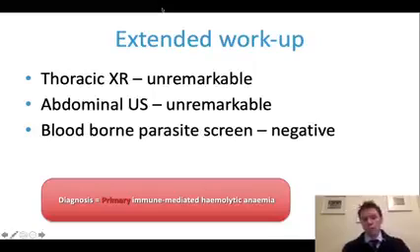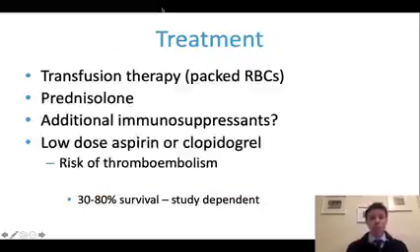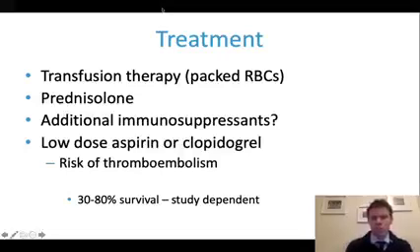But when all those tests are negative, the default diagnosis is going to be primary immune-mediated hemolytic anemia, and treatment would be appropriate transfusion therapy. Think which is going to be the optimal transfusion product. Should you use whole blood? Should you use packed red blood cells?